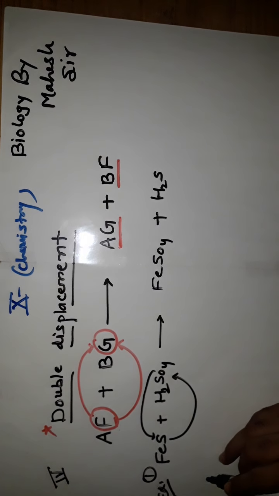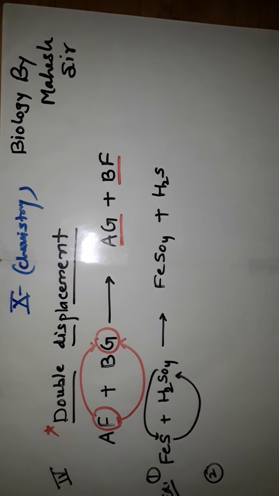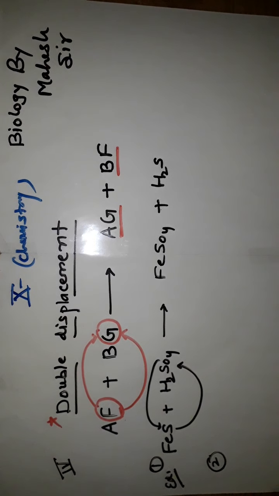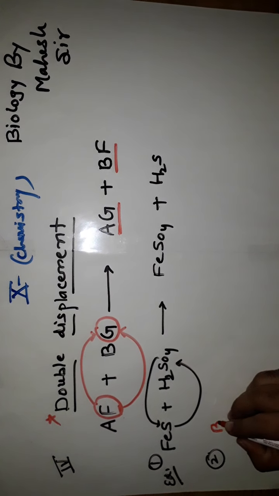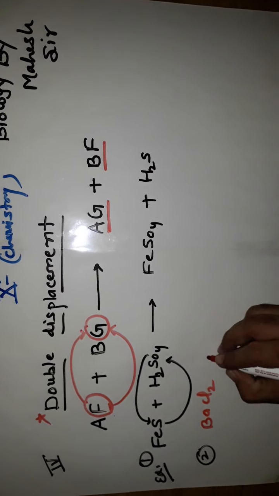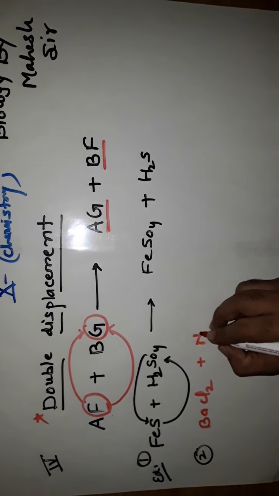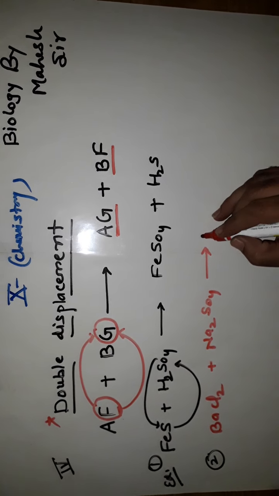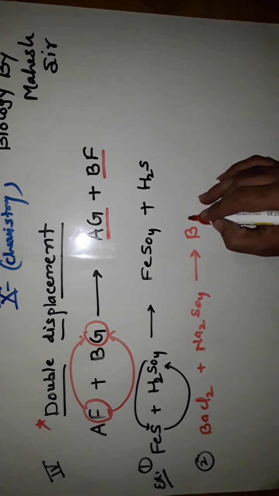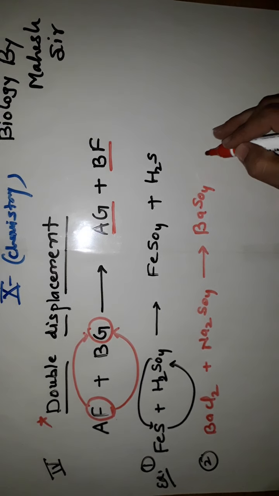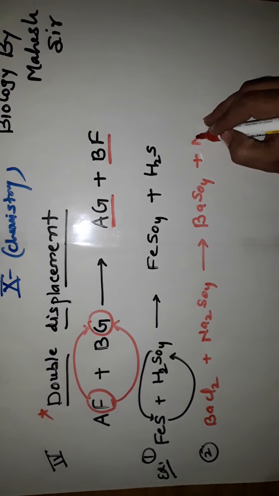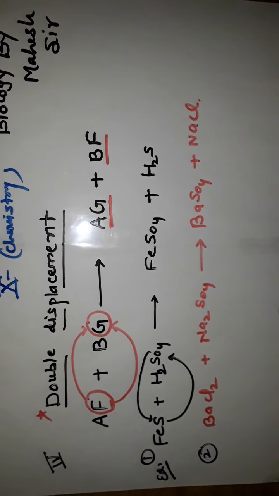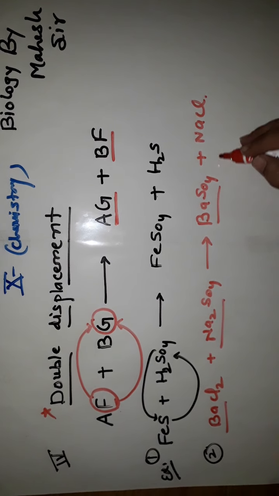Now the second example of double displacement reaction: BaCl2 plus Na2SO4. Now the new products are BaSO4 plus NaCl. So it is an example of double displacement reaction.